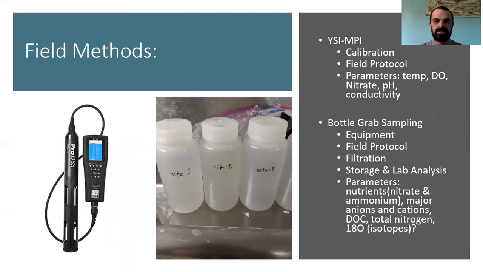The methods I'm using are a YSI multi-parameter instrument. This gives me instantaneous results in the field at my different sites of temperature, nitrate, pH, dissolved oxygen, and conductivity. And the other method is using bottle grab sampling, which is literally just grabbing a sample from the middle of the stream and taking it to a lab to be analyzed.